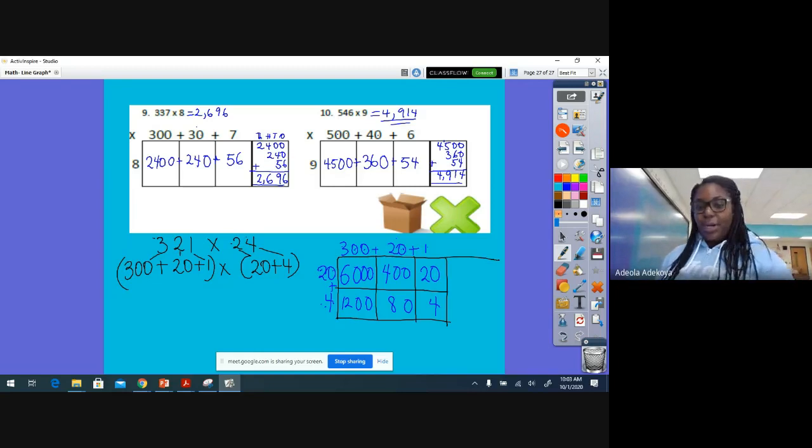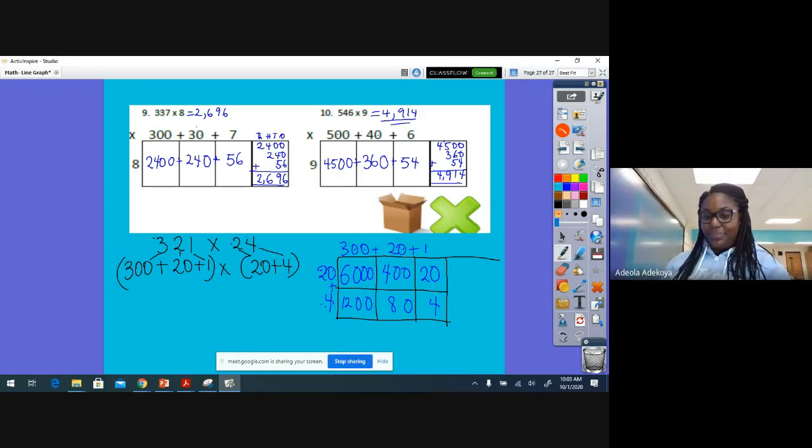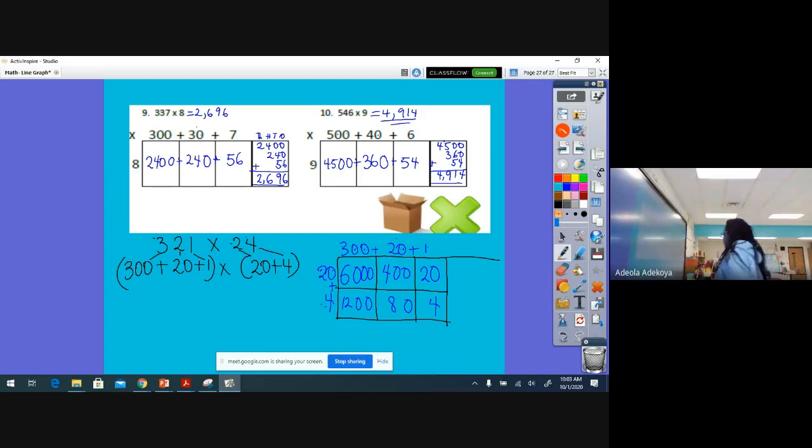Now, this is not the end. What I have to do is take all of these numbers and add them all together. So I'm going to take my 6,000 and my 1,200, 400, 80, 20, 4. And what am I going to do? Add all of these numbers all together.